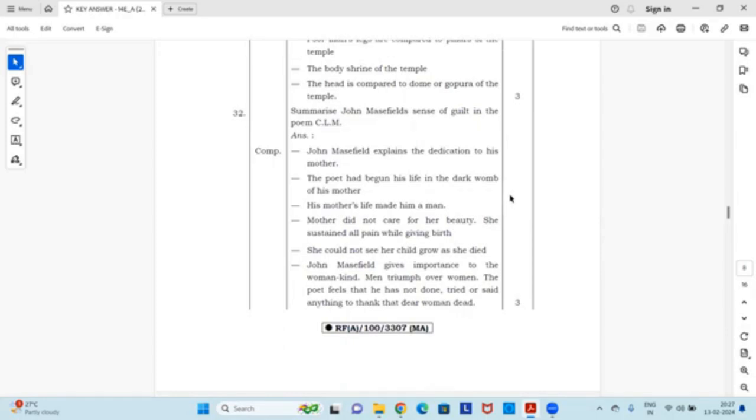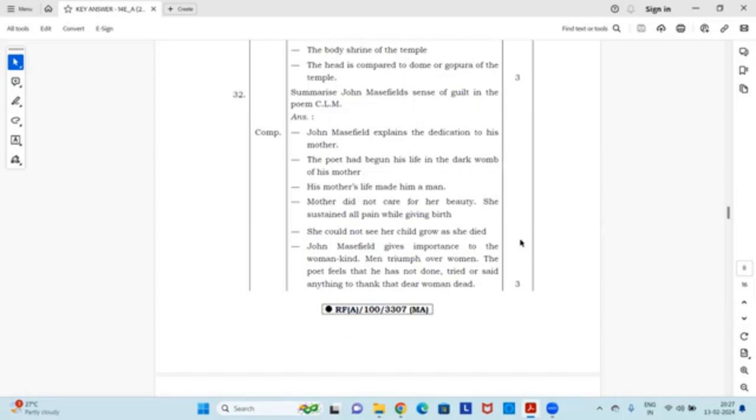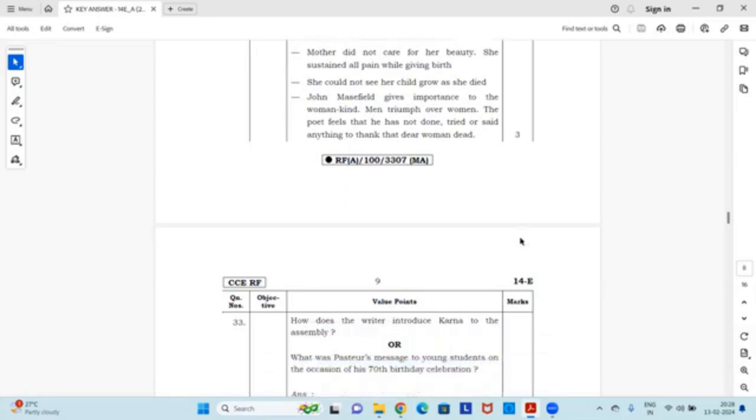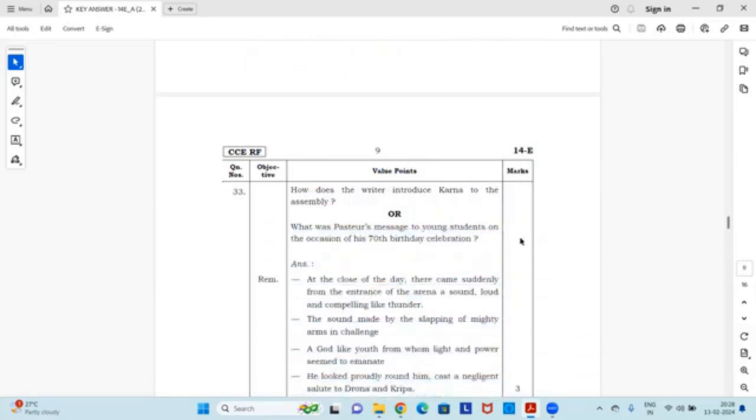John Masefield explains the dedication to his mother. The poet had begun his life in the dark womb of his mother. His mother's life made him a man. Mother did not care for her beauty. She sustained all pain while giving birth. She could not see her child grow as she died. John Masefield gives importance to womankind. Men triumph over women. The poet feels that he has not done, tried, or said anything to thank that dear woman dead. Okay, so this is an emotional poem from your text, and the answer is here.